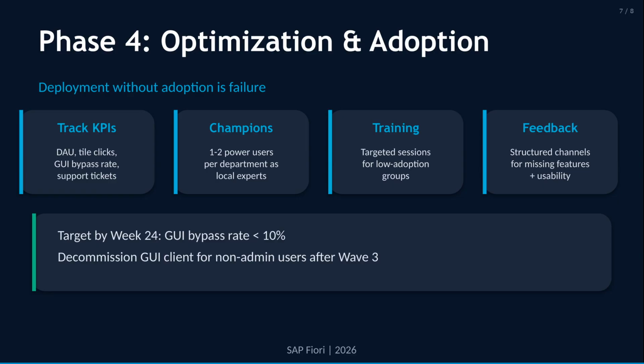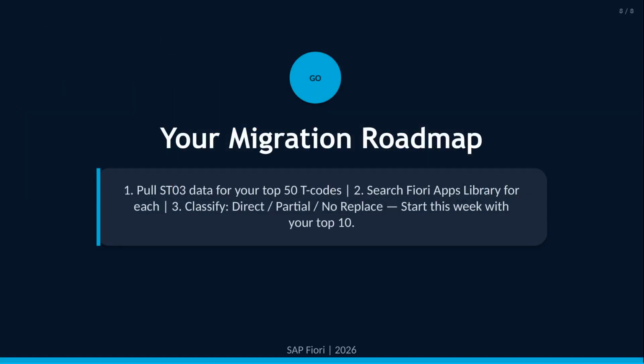Run targeted training for user groups with low adoption. Often, the barrier is not the technology, but the habit. Users who have used ME21N for 15 years need coaching to trust the Fiori equivalent. Create champions in each department, power users who help their colleagues transition. Finally, collect feedback systematically. Which Fiori apps are missing features that users need? Feed this back to your development team or to SAP through customer influence sessions.